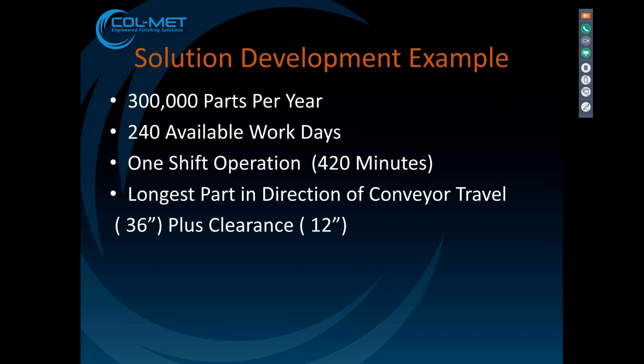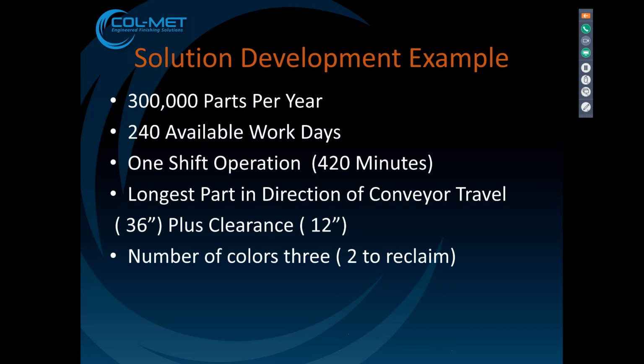The longest part in direction of the conveyor travel is 36 inches. We have to have some space between the products as well so we can coat and so they don't bump into one another during the process. So the clearance between products is 12 inches per side. This customer has 3 colors, 2 that are reclaiming. And we need to have an understanding of color change time if it's required.